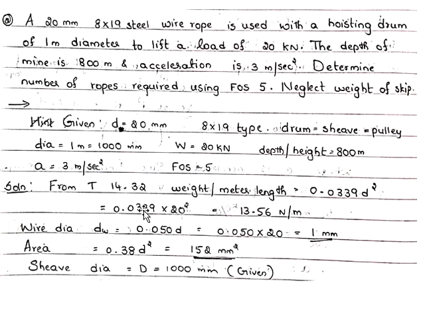In these values, small letter d, which is the diameter of wire, is given in the question as 20 mm. So in these equations substitute small letter d as 20, then you will get weight per meter length as 13.56 Newton per meter, wire diameter dw as 1 mm, and area as 152.152 mm square.